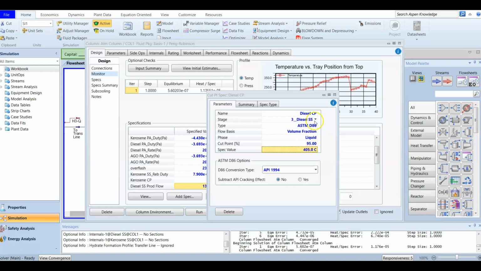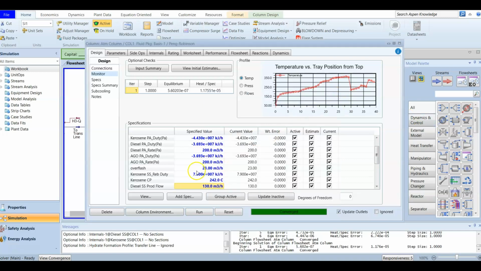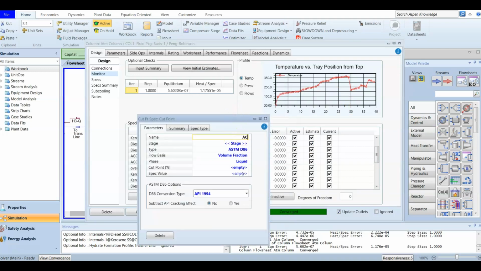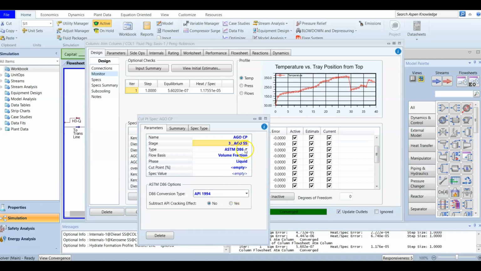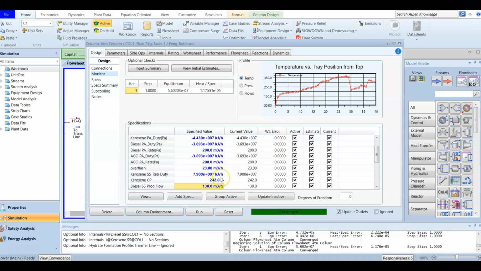and a number as a value set B or the cut point would be 405. And also we have another value for EGO CB, so another cut point. We take EGO from side stripper number 3, and it will be liquid, and 95% volume percent will be at temperature 455 degrees Celsius. Okay, so now we close this one, and now we have these two pieces of information that we need to add.